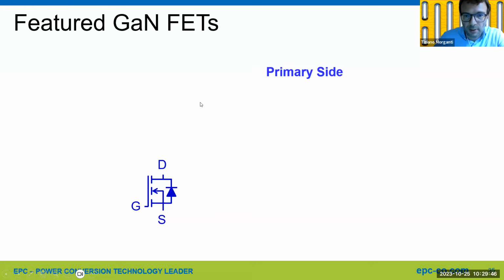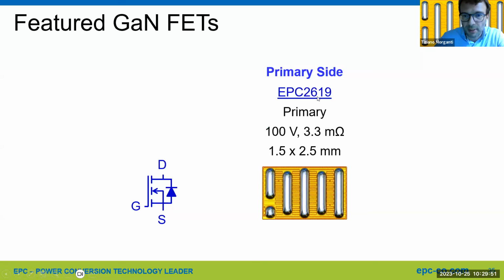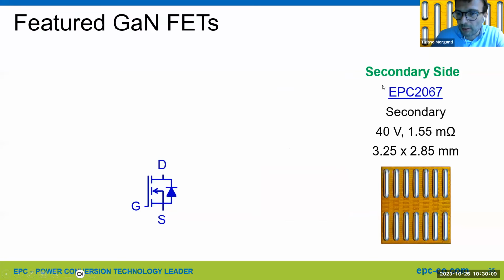We used as power devices on the primary side EPC9165, which is our latest generation technology, generation 6. It's a 100 volt device, 3.3 milliohm typical, and it is only 1.5 by 2.5 millimeter. On the secondary side, we are using EPC9165, which is a 40 volt device, 1.55 milliohm typical in generation 5, and it is about 9 square millimeter.